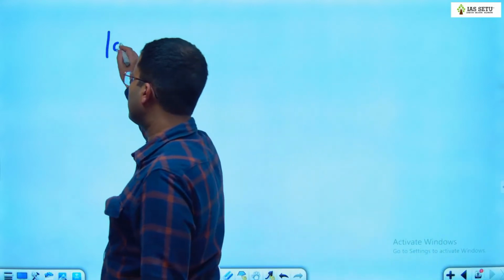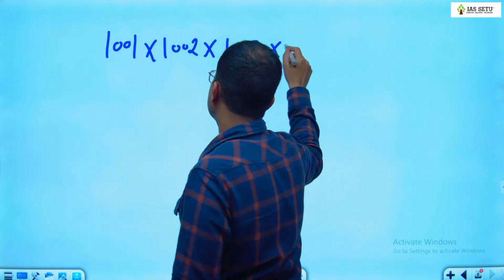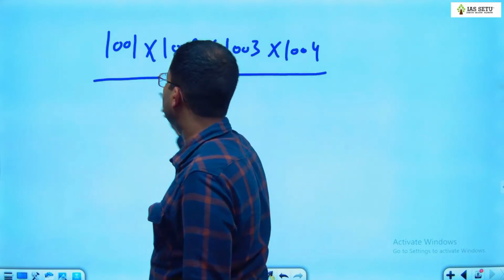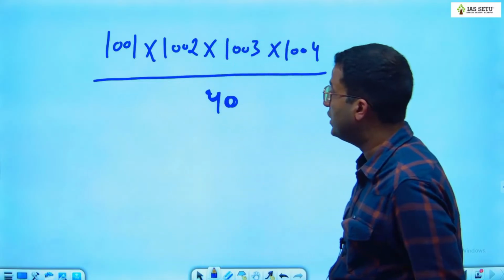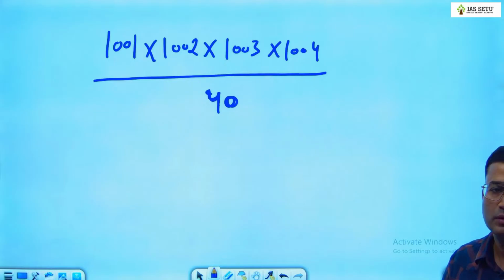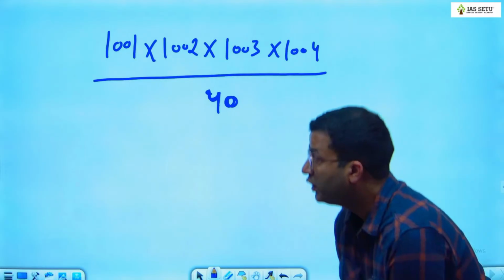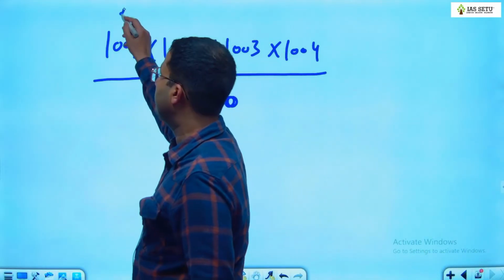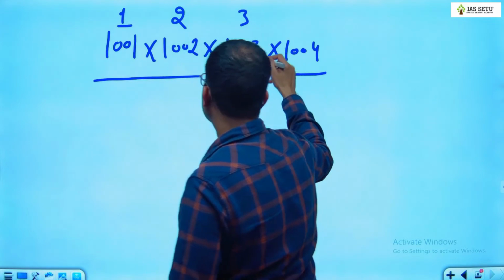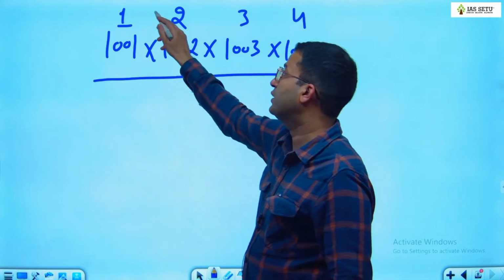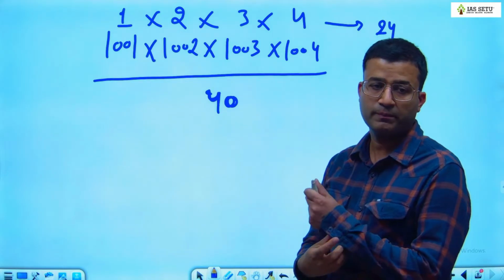Now if you want to try, you can try this. 1001 into 1002 into 1003 into 1004 divided by 40. What is our remainder if this multiplication is divided by 40? So here we cannot multiply, so we use remainder theorem, we use shortcut. This 1001 with respect to 40 give remainder 1, 1002 with respect to 40 give remainder 2, 1003 give remainder 3, 1004 give 4, and we multiply. So here 2 into 3 6, 6 into 4 we get 24. Fine. One more question.